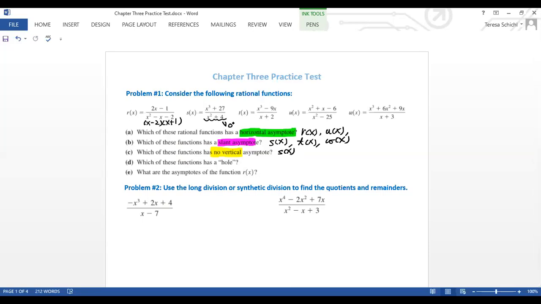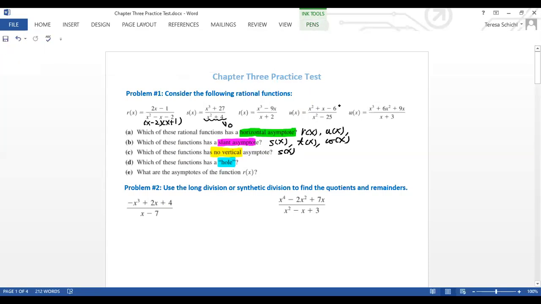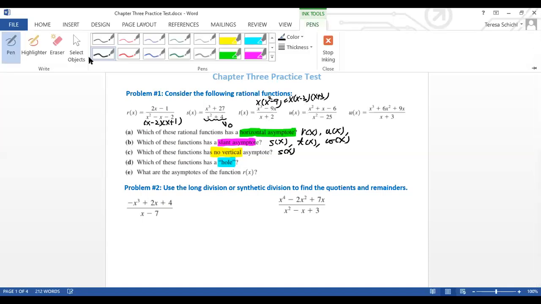The next question asks which function has a hole. Remember, a hole happens when, after you factor, you are able to cancel out a factor. For these ones, we factor and there's nothing we can cancel. For this one, we can factor out the x, and this will be x squared minus 9. If you continue to factor, it will be (x minus 3)(x plus 3), and this is x plus 2. Nothing you can cancel, so there's no hole here.